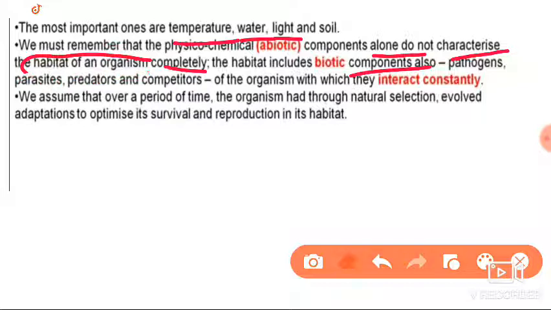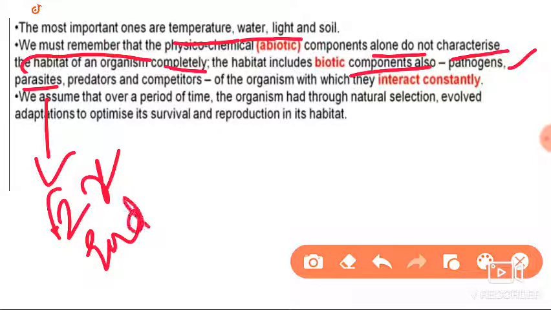What are those biotic components here? Pathogens are there, those cause diseases. Parasites are there. In parasites we can find two types, exo and endoparasites: those present outside the body are exo, and those present inside the body are endo. Along with that, we can see predators and competitors of the organism, with which they interact constantly. A single organism along with physico-chemical components will not make their characterization in their habitats. Along with that, biotic components also must be there.